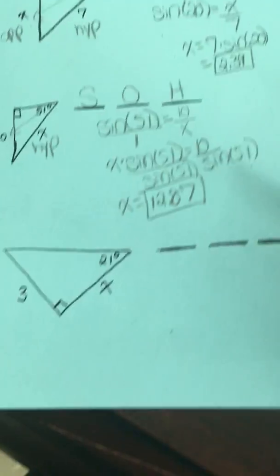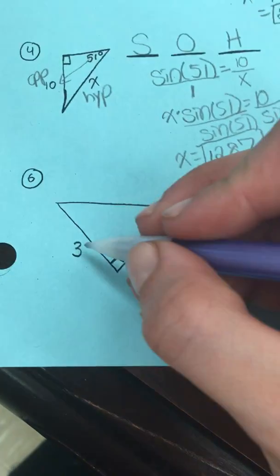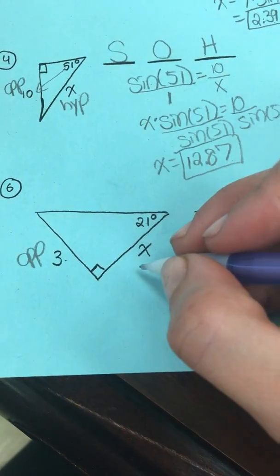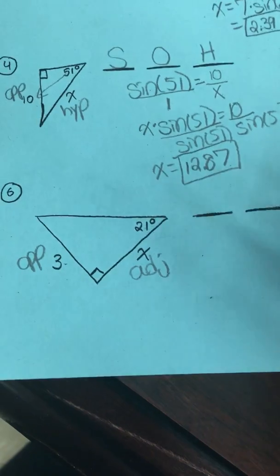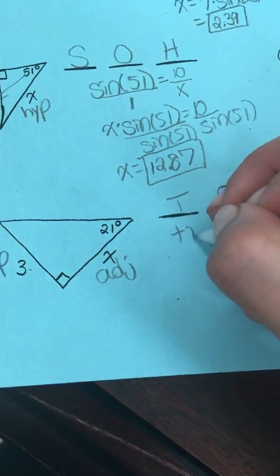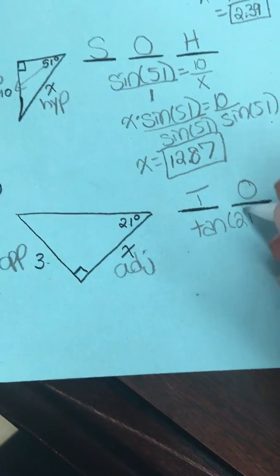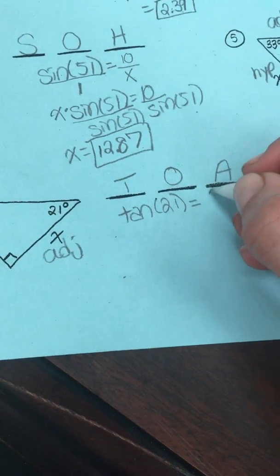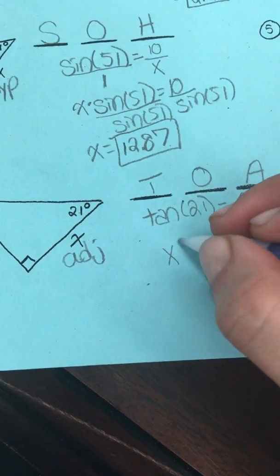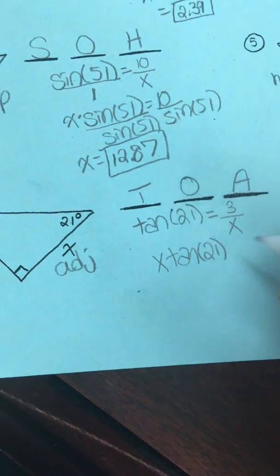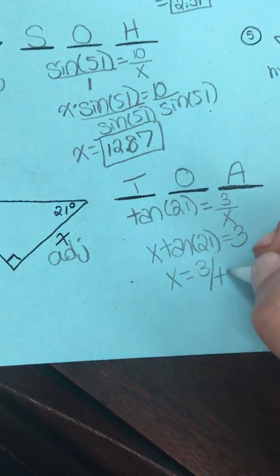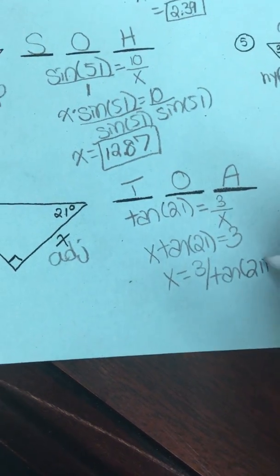And finally, number 6, we have opposite is 3. We have adjacent because it makes the 90 degree, which is x. So we have O and A, TOA, so we have a tangent problem here. Tangent of 21 equals opposite over adjacent, 3 over x. Again, x is in the bottom, so you have to multiply by x first and then divide by tangent 21.